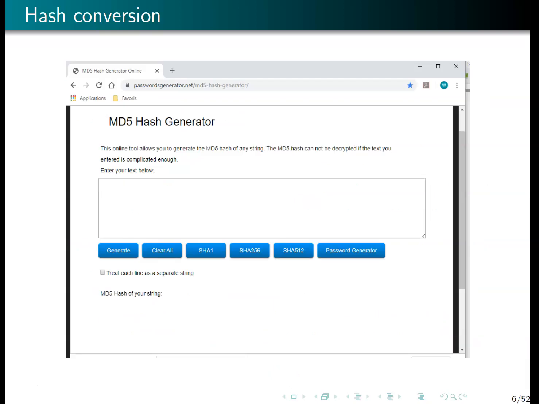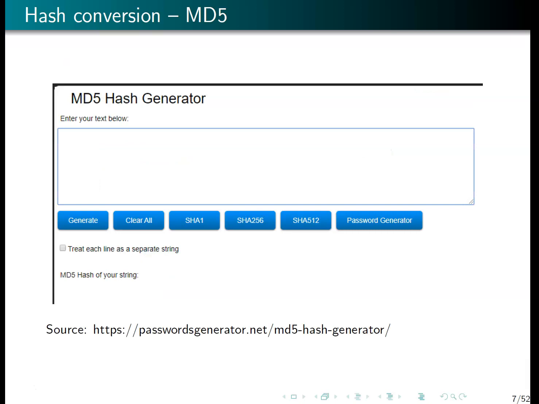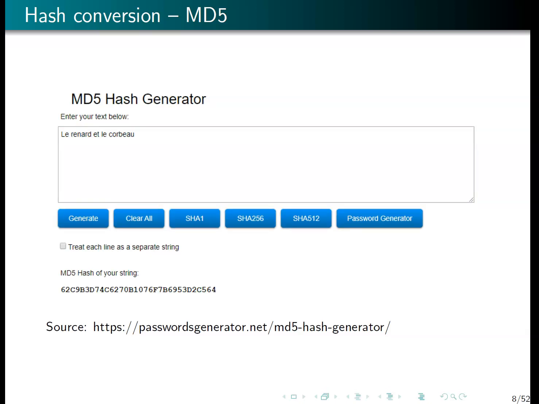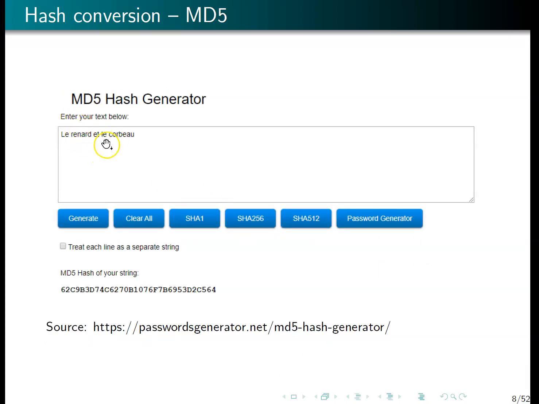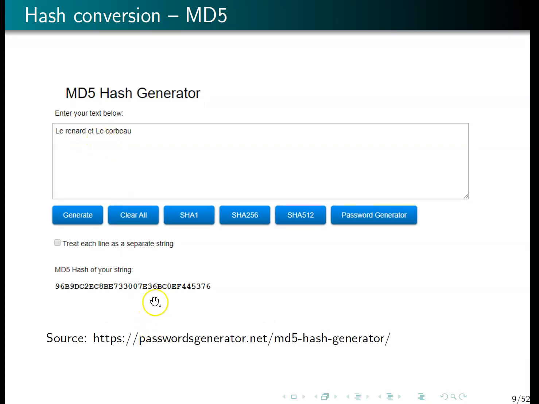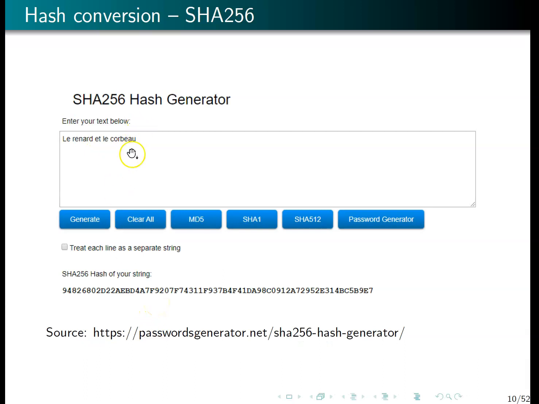There are plenty of websites on the internet where you can go and produce a hash from a given text entered. Here's a website where you can produce an MD5 hash. If someone enters the terms Le Renard et Le Corbeau, the function will produce a 32 character hexadecimal number. You just modify the text with a very small change. Here we modified it so the second Le is written with a capital L. The output is completely different. The SHA-256 always produces a 64 character hexadecimal number.